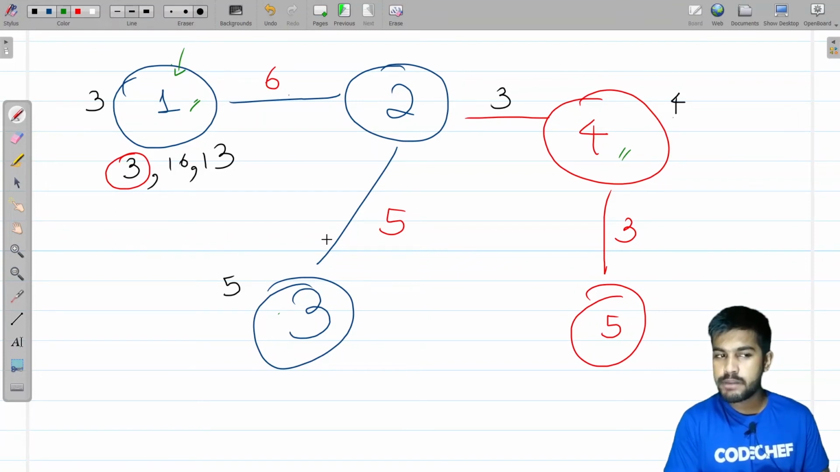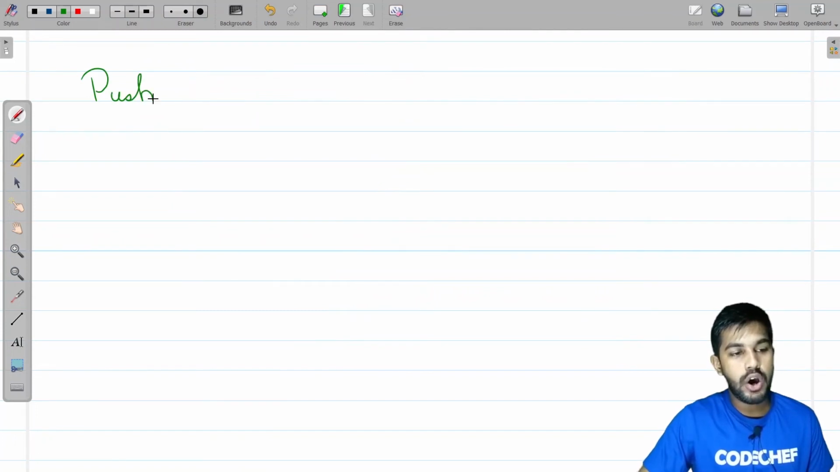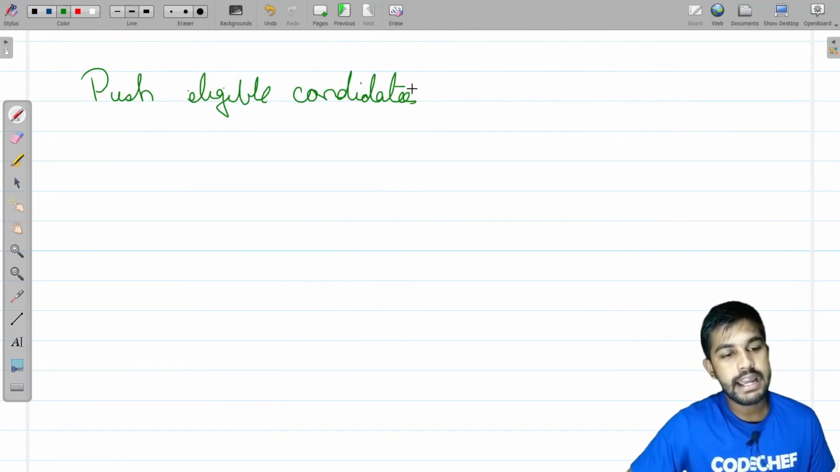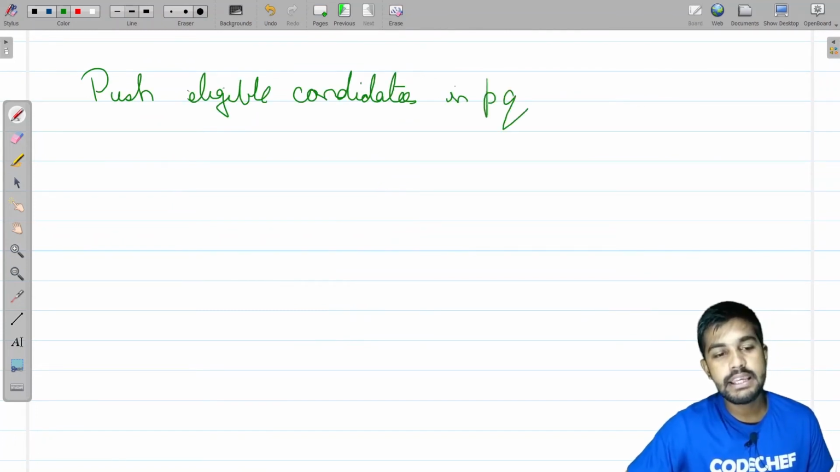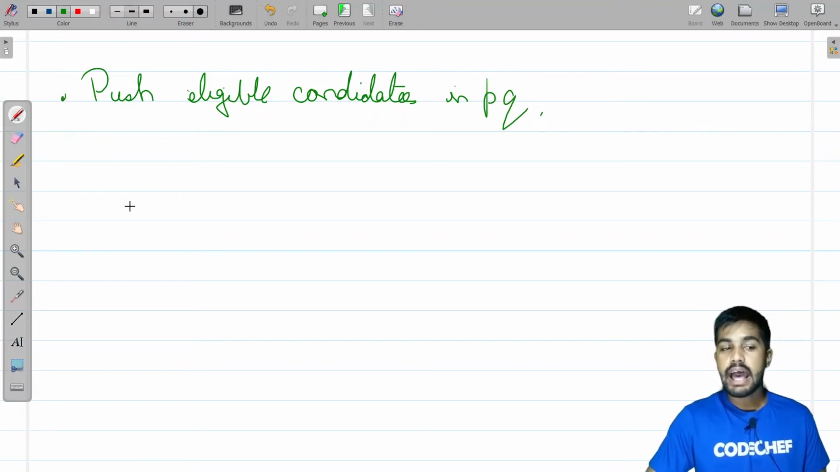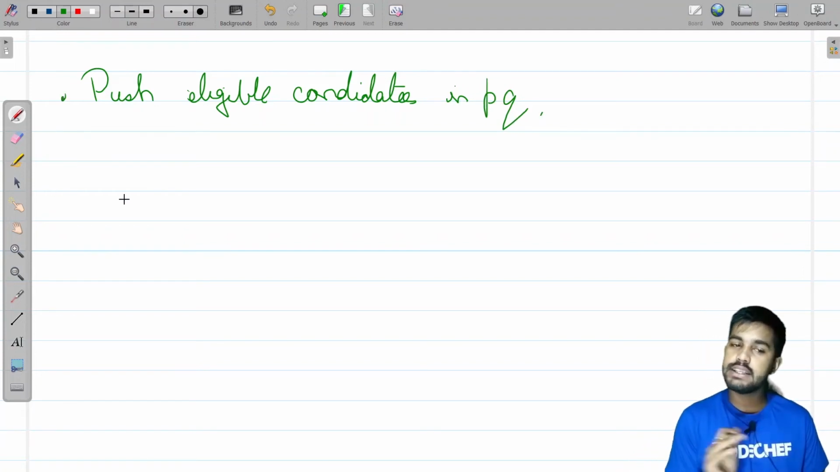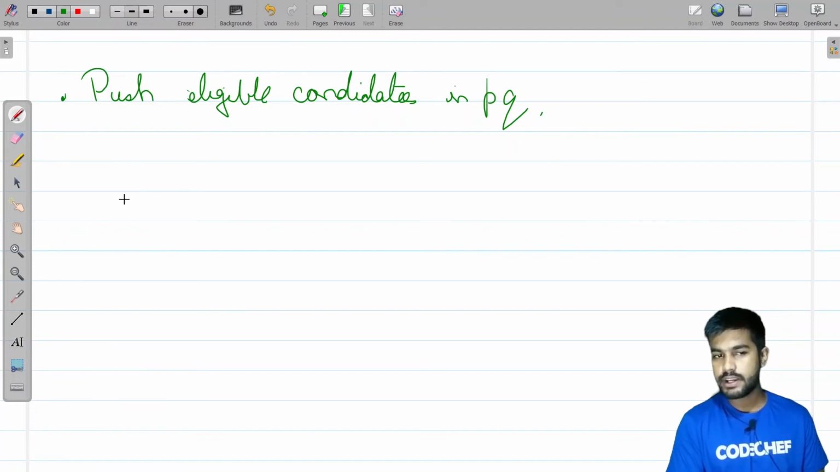How can we optimize it? We can optimize it in the same way as we implement multi-source BFS. We would do the same thing. We would push all the eligible candidates in the priority queue itself. And then we would start the simple Dijkstra itself, and that is how we can solve it. Now let us see how we can implement this.